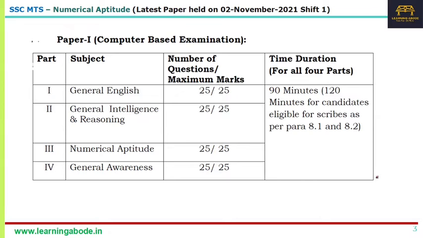If you look at paper 1, it is the tier 1 computer based examination. You have a total duration of 90 minutes and there are 100 questions and 100 marks. Each question carries 1 mark, and every wrong answer carries a 1/4 negative mark, that is 0.25 negative marks. You have 4 sections: English, reasoning, aptitude, and then general awareness.